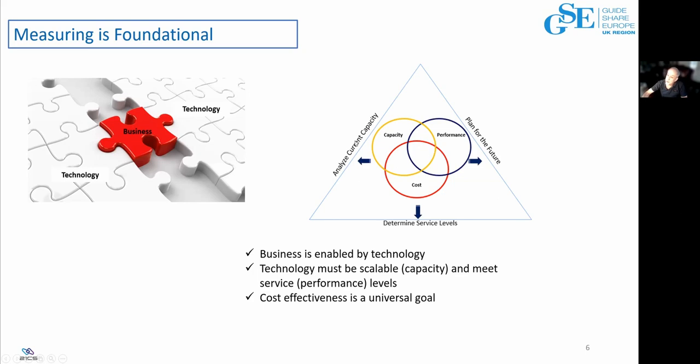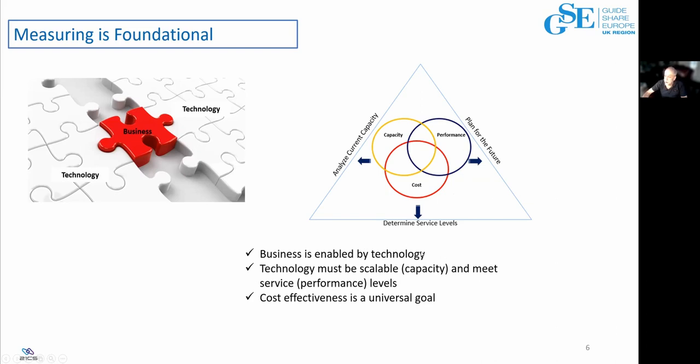On the capacity side, you analyze current capacity. Then with performance, you want to make sure whatever capacity you have, you'll be able to plan for the future, and you determine service levels. And all these are constrained by how much money you could actually spend on the infrastructure.